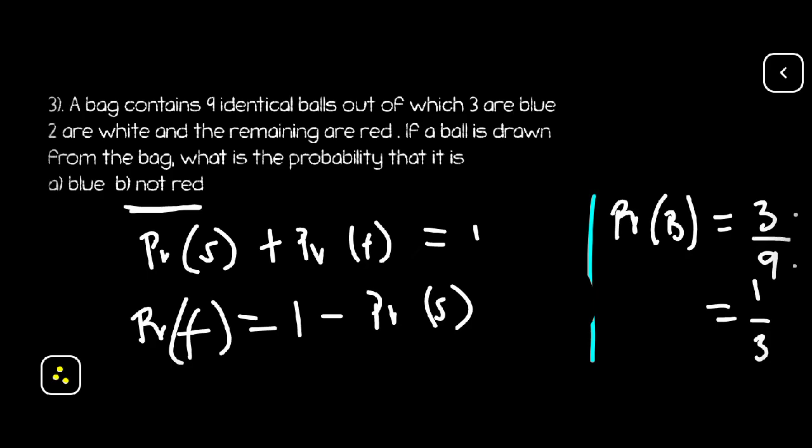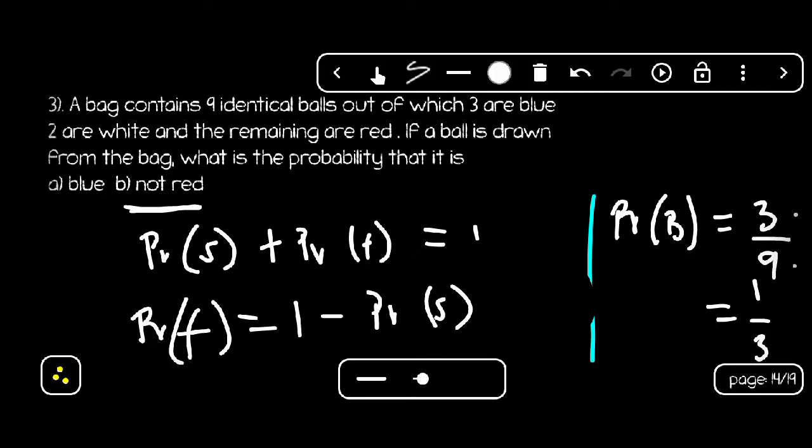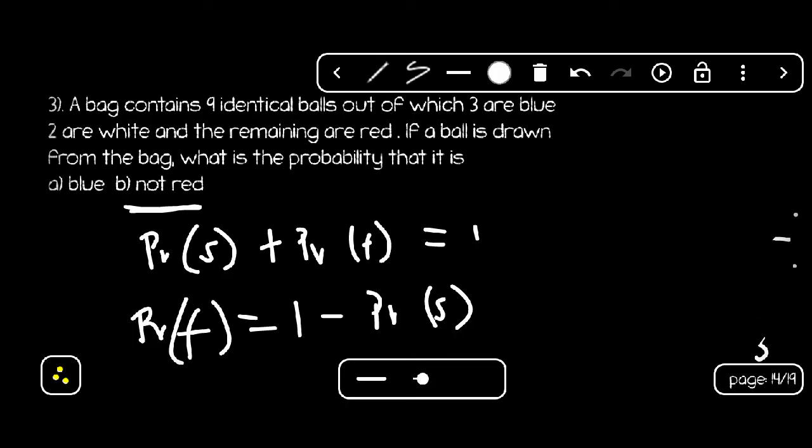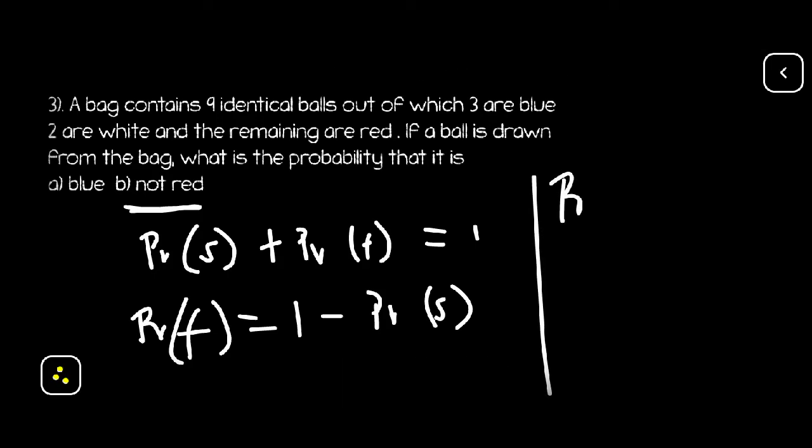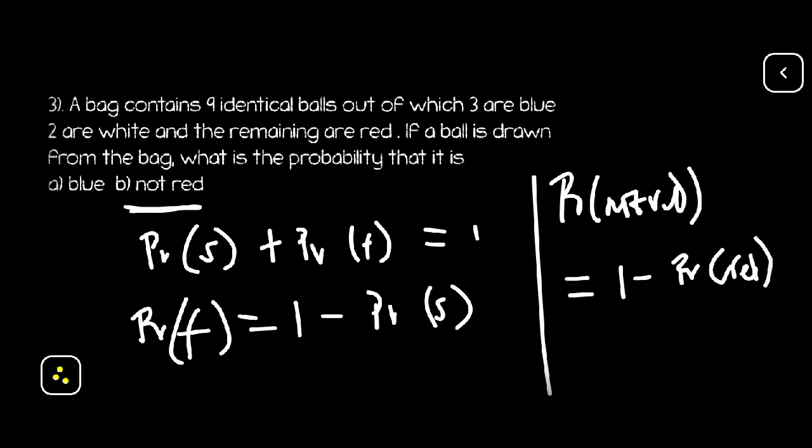So we're going to say probability of us not getting red. Let me clean this out because I don't have space. That's why I'm doing this. Probability of us not getting red. Probability of not red is equal to 1 minus probability of getting red. That's the idea. So what's the probability of getting red?